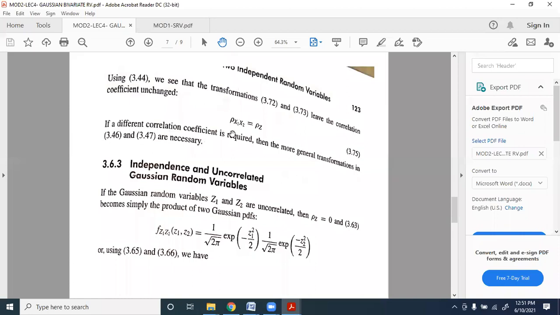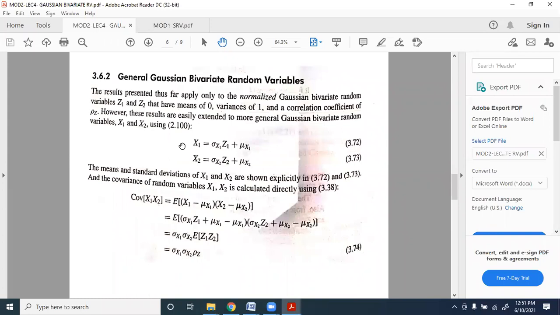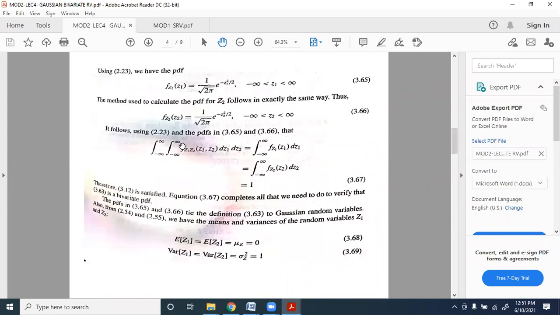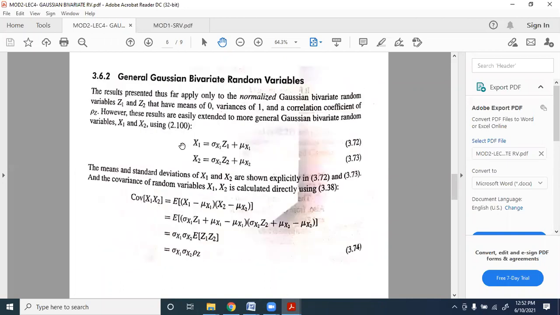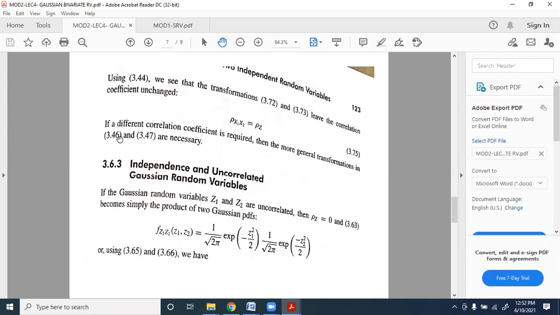If a different correlation coefficient is required, then the more general transformations in 3.46 and 3.47 are necessary. We need to consider 3.46 and 3.47, which we studied in the last lecture. The general transformation leaving the correlation unchanged will give us this value.